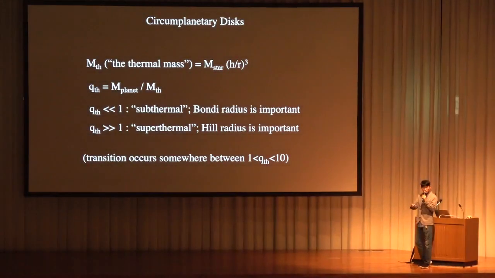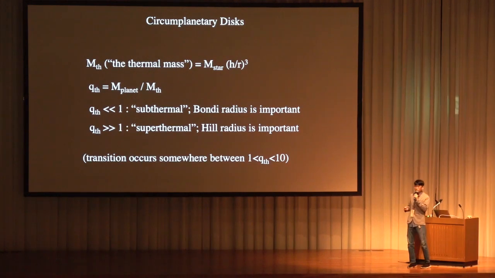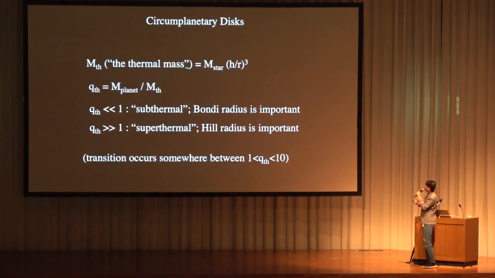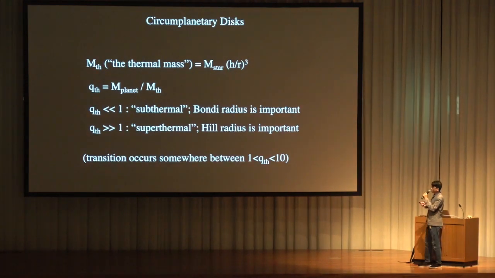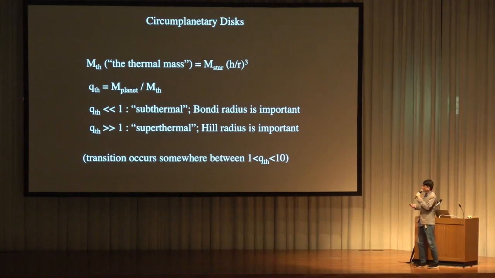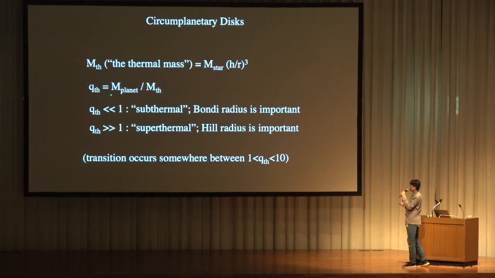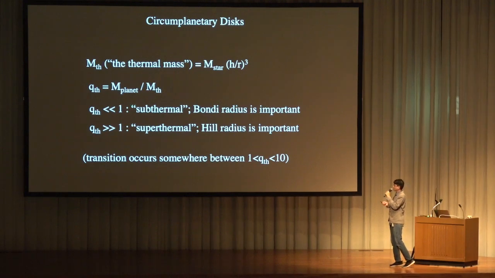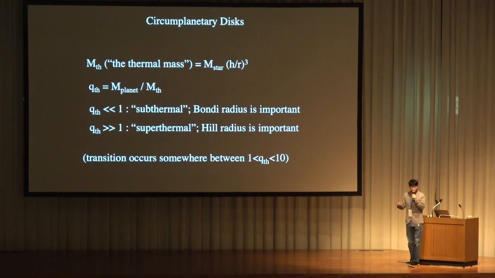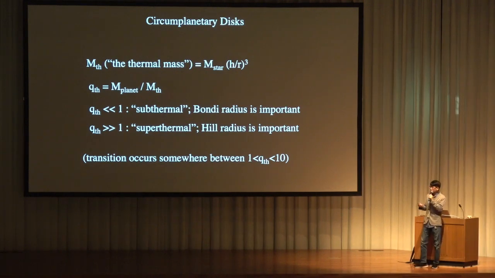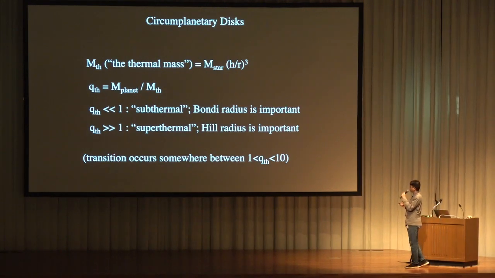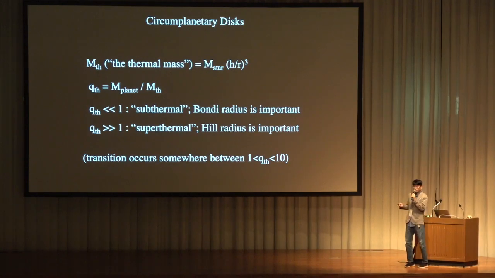To quantify what I'm about to tell you about the size of circumplanetary disks, I want to point to you this parameter called the thermal mass, which is just the star's mass times the disk aspect ratio to the power of 3. And then I'm going to define a quantity called Q thermal, which is the planet mass divided by the thermal mass. And this is significant because for subthermal planets, we need to worry about the Bondi scale. And for superthermal planets, we need to worry about the Hill scale. And the transition occurs somewhere between Q thermal of 1 to 10.